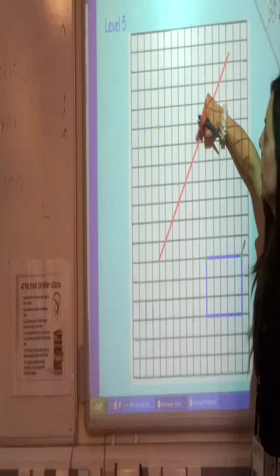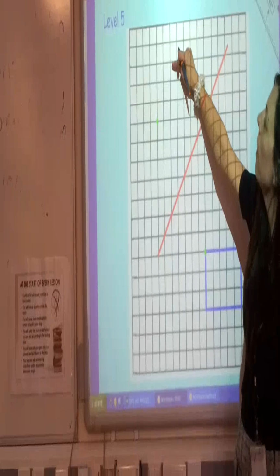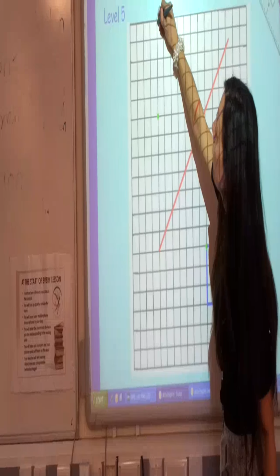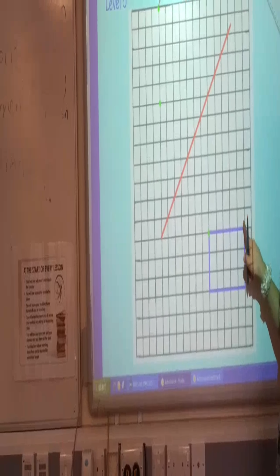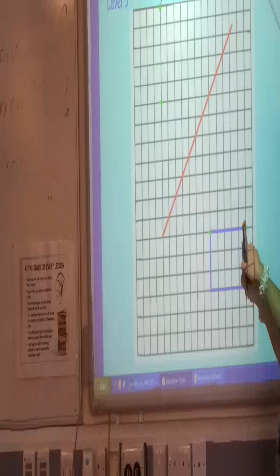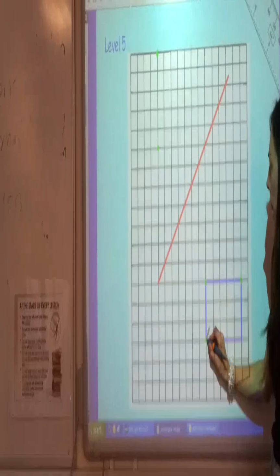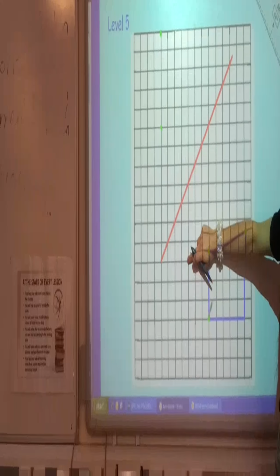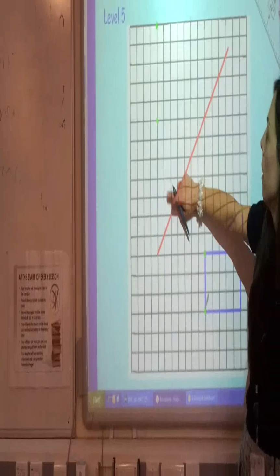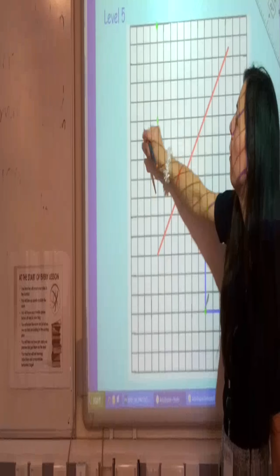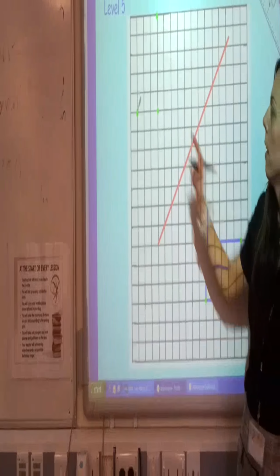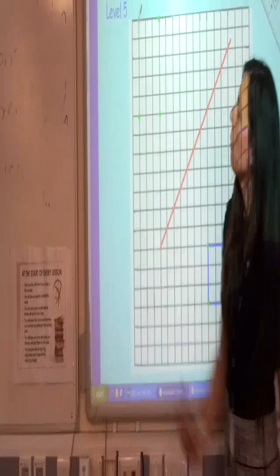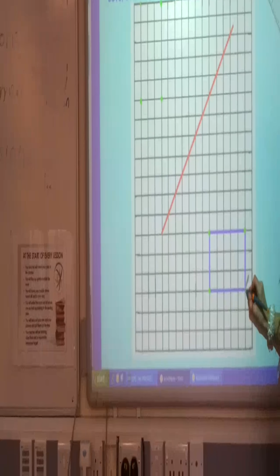I'm going to keep counting 1, 2, 3, 4, 5, 6 is going to end up there. So this point, this corner, vertice has been reflected in this line to give that point up there. Take my next one. 1, 2, 3, 4, 5. 1, 2, 3, 4, 5. Now looking at that, you can tell your last one has got to go up there, but we're going to check just to make sure.